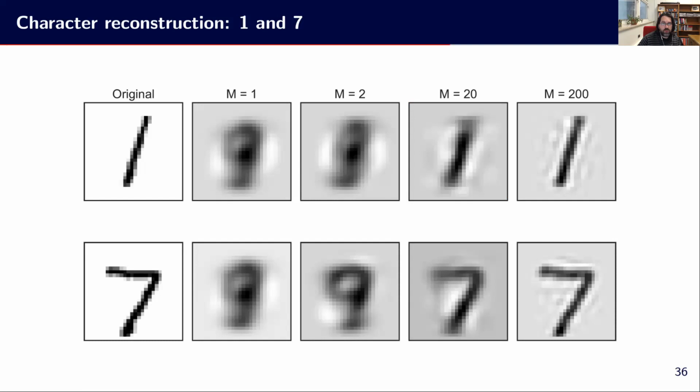Some other examples with 1. With a 1 here, we see at first that it always starts with some kind of 9, 8, something like this. So at first it is not that good, but over time it's getting better. And with 200 it's really great. 7 also is really great at 200.